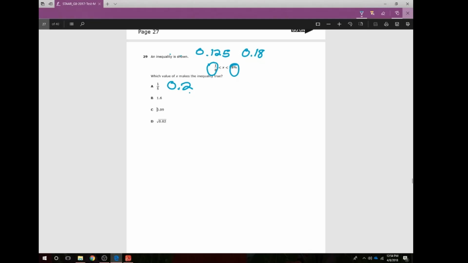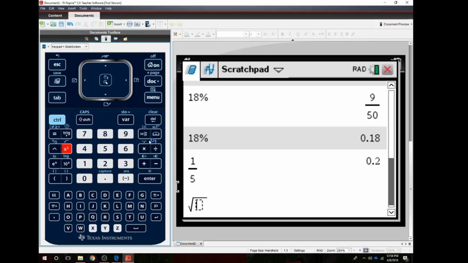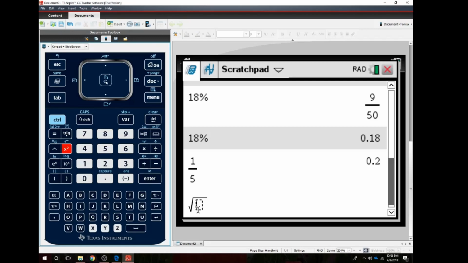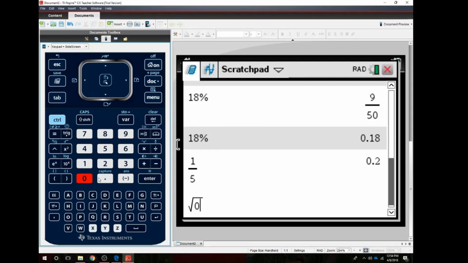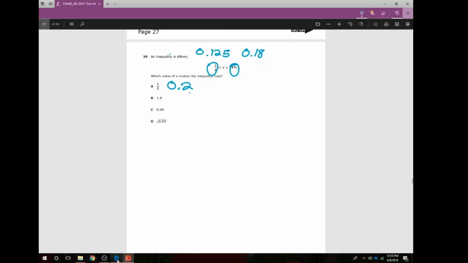And then my last one is the square root of 0.02. To get my square root button, I press Control, then this x squared button. It should look like this. I'll do it again. Control, x squared. And then I put 0.02 under it, and I press enter. So that's 0.1414. I'll write that down.